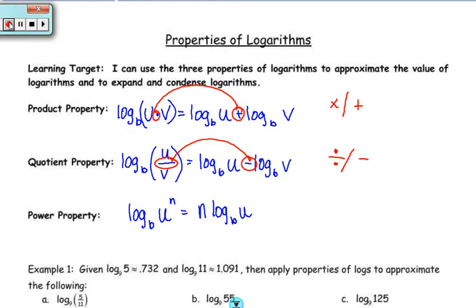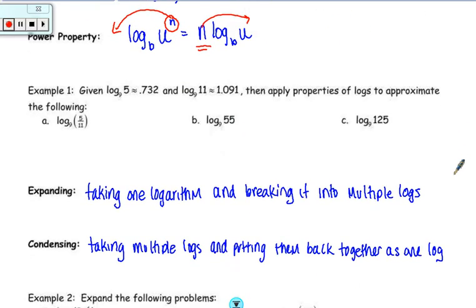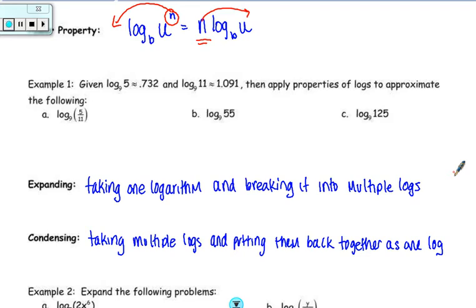If you have a logarithm and there's an exponent inside the logarithm, that exponent can be pulled in front. Same thing with if there's a number in front of a log, it can come up to be an exponent. Okay? So the first example is really just practicing some rules. If I give you log base 9 of 5 equals 0.732, rounded, and log base 9 of 11 equals 1.091, then let's use some properties of logs to approximate these.